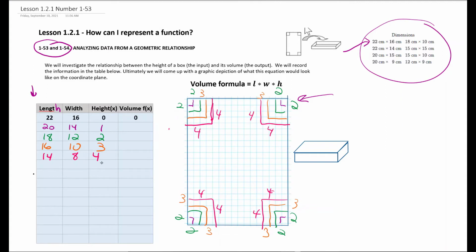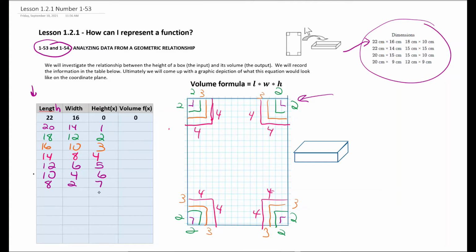So if I have a height of 5, that means I'm taking away 10 from the length, so that's going to be 12, and then this is going to be 6. If I have a height of 6 for the box, that means I'm taking away 12 from the length, so it's going to be 10. If you notice, it's going down by 2 on each one. If I choose 7, that means I'm taking away 14, which gives me 8 on the length and 2 on the width.